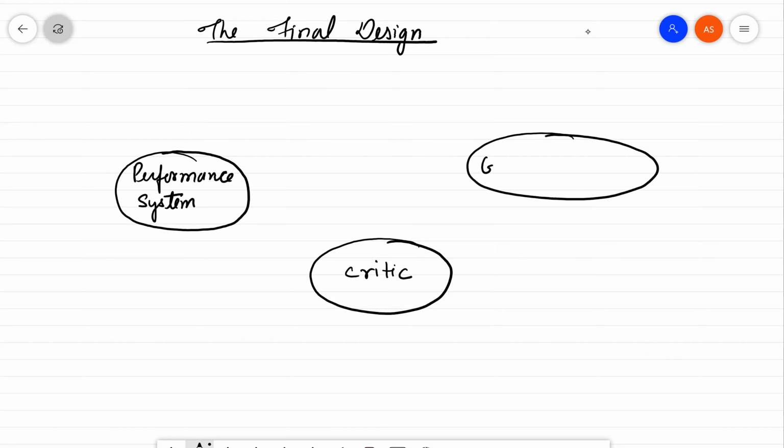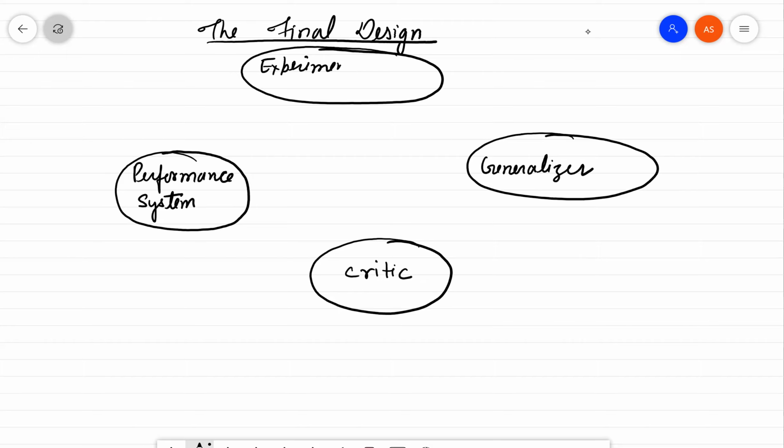Another module is the generalizer, and the last module is the experiment generator.